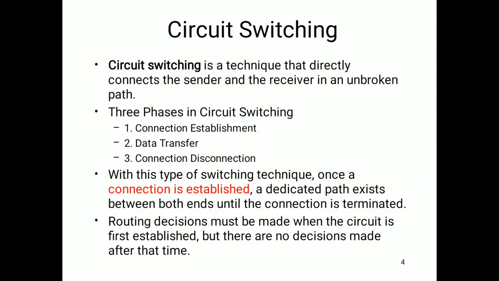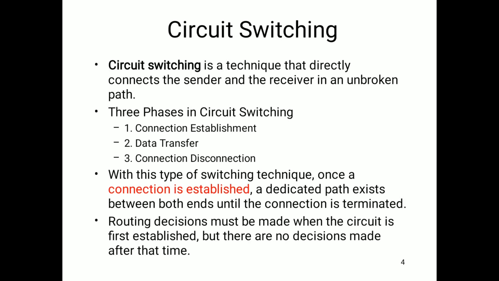Let's begin with the first technique, that is circuit switching. Circuit switching is a technique that directly connects the sender and the receiver in an unbroken path. That means a dedicated path is established between the sender and the receiver. Before data transfer, connection will be established first. The best example of circuit switching is telephone network.